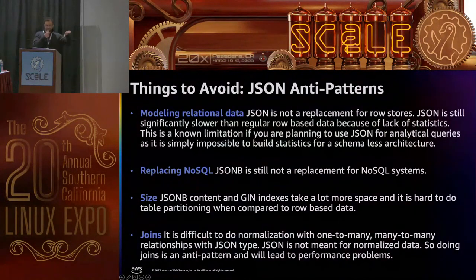It is also not a replacement for a full-fledged document DB or a MongoDB. It can do a lot of things that those databases can, but it's still not really a full-fledged replacement. The other thing is size and joins. These go together. If you talk about joins, we are not normalizing JSONB data types, so you cannot have one-to-one relationships. You cannot have one-to-many. You cannot have foreign keys referencing each other.